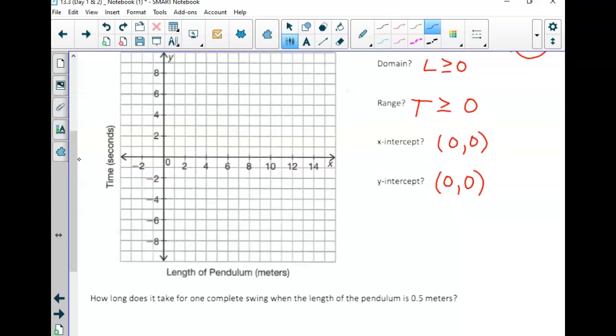So I'm thinking of the length of the pendulum as my x-axis, and the time it takes in seconds as my y-axis. If I put in a 0, I get out a 0, so my first point is (0, 0). If I put a 1 in for L and do the math, I get 2.007, so just a hint over 2.